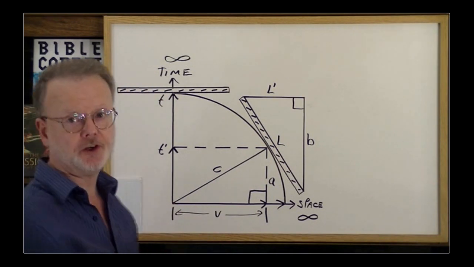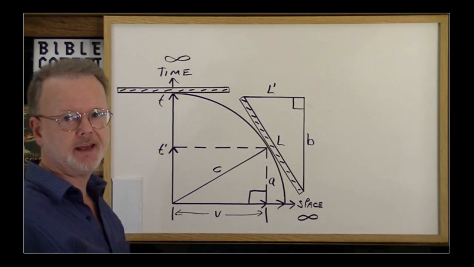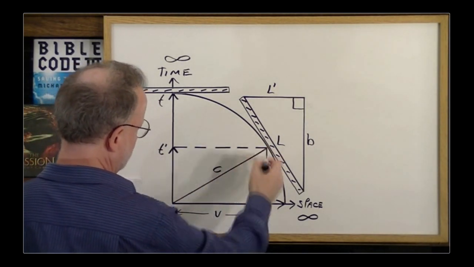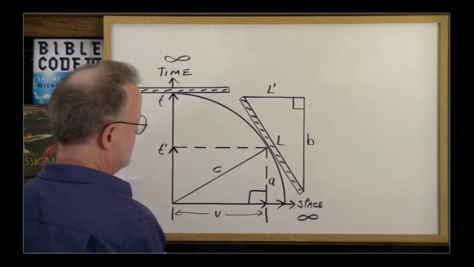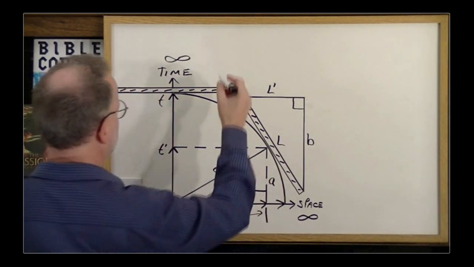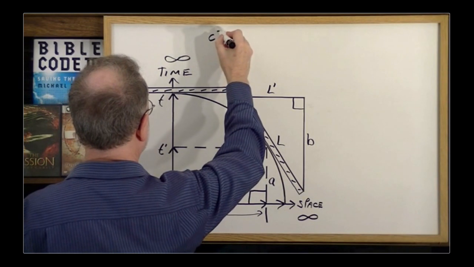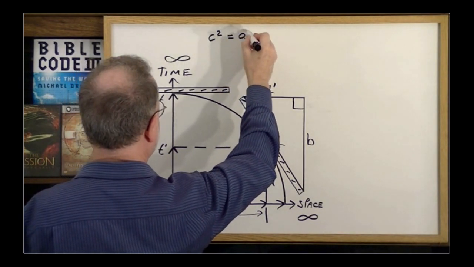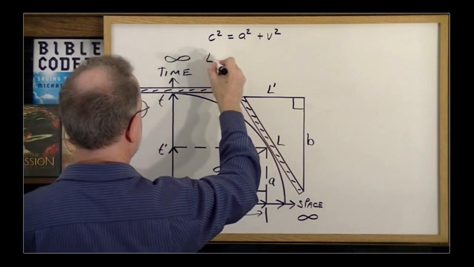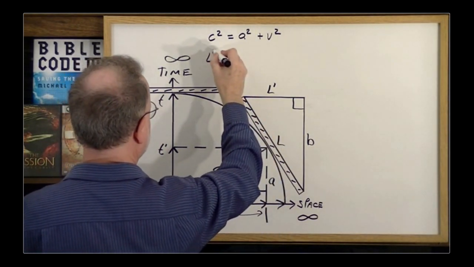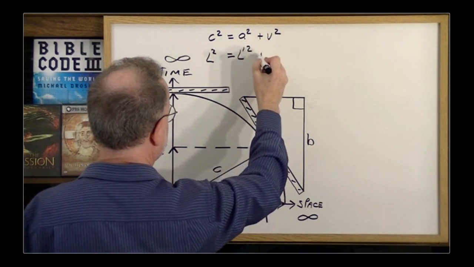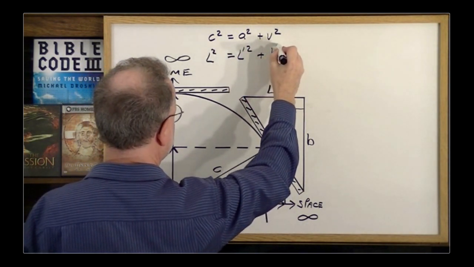But first, to start creating equations, we take advantage of the Pythagorean theorem. The square of the length of the hypotenuse of a right-angled triangle is equal to the sum of the squares of the remaining two sides. And so in this case here, with this triangle, we have c squared equals a squared plus v squared. And this one we have L squared equals L prime squared plus b squared.